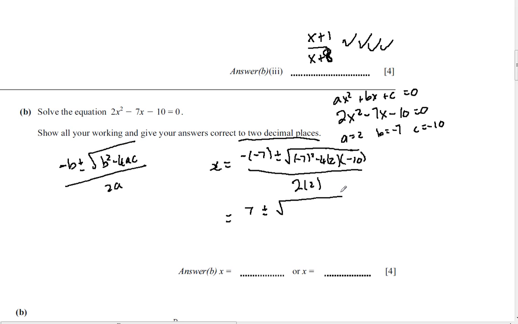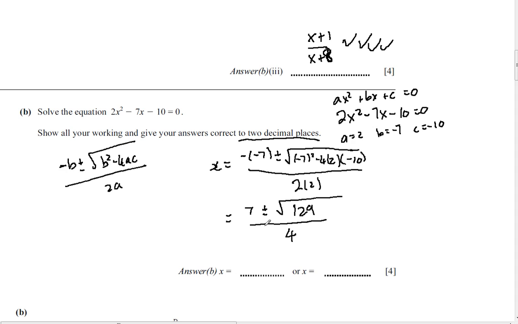49 plus 80 is 129. I think that's what we've got over here. So let's try this on our calculator. 49. Let's try this again on my calculator just to make 100% sure that is correct. 129. And that's all over 4.